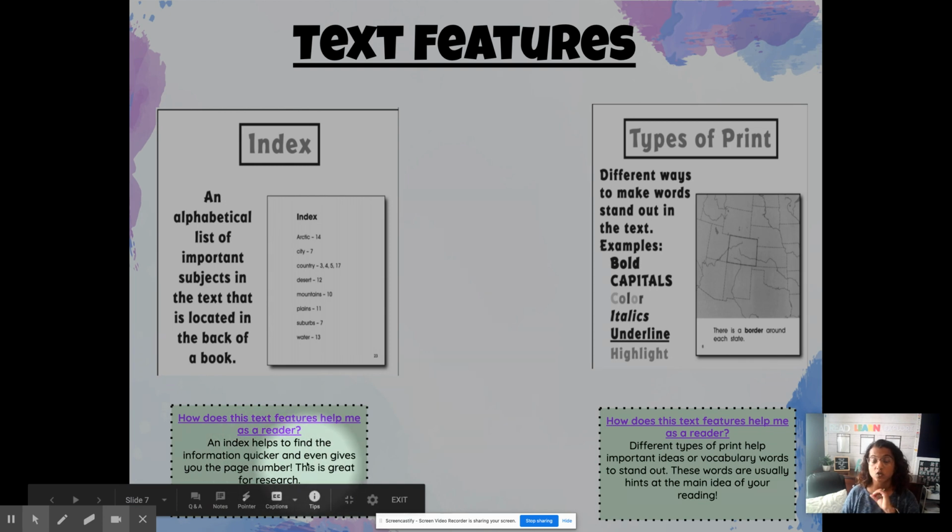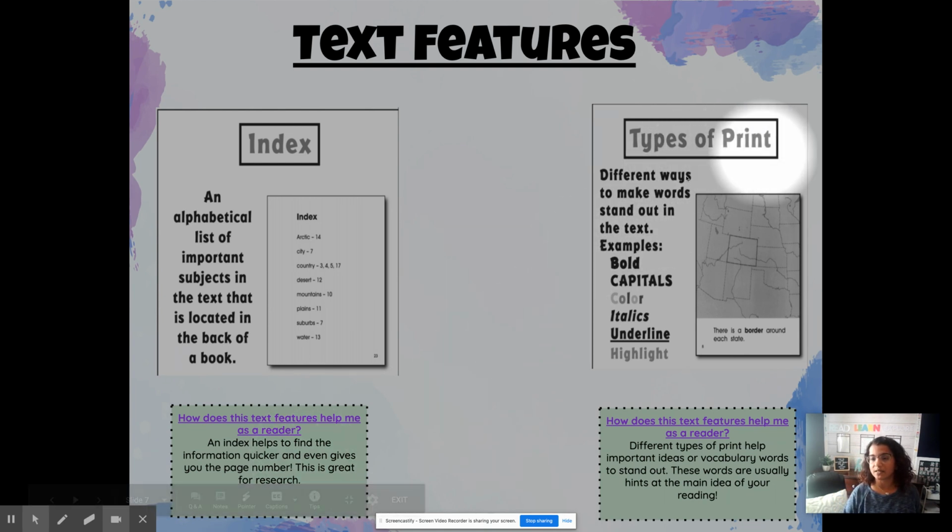And also super important for research, which we will be doing later, so pay attention to these text features. Types of print. Oh, I love, love, love types of print. And I even actually tried to do this in my own notes. But bold words, like the ones that are really thick, capitals, like they're in all caps, different color. Italics is that slanted print. Usually when it's in italics, it means it's the title of something or it's naming something. If something is underlined, it could be important, or highlighted.